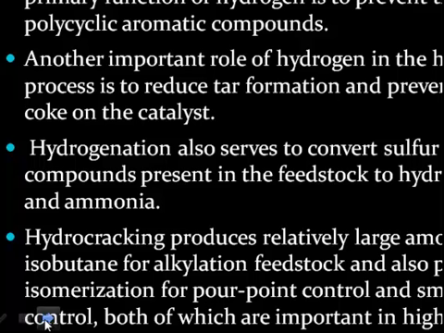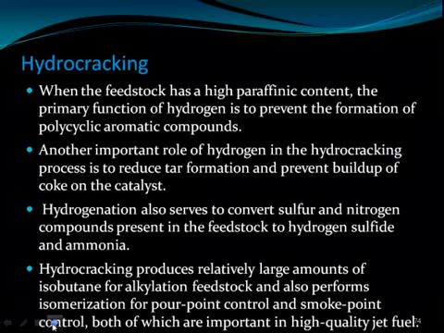The hydrocracking produces relatively large amounts of isobutane for alkylation feedstock and also performs isomerization for pour point control and smoke point control, both of which are important in high quality jet fuel. So if you consider jet fuel, the pour point and the smoke point are the qualities we have to control. To achieve that, hydrocracking becomes one of the major refining processes to produce jet oil for the jets.